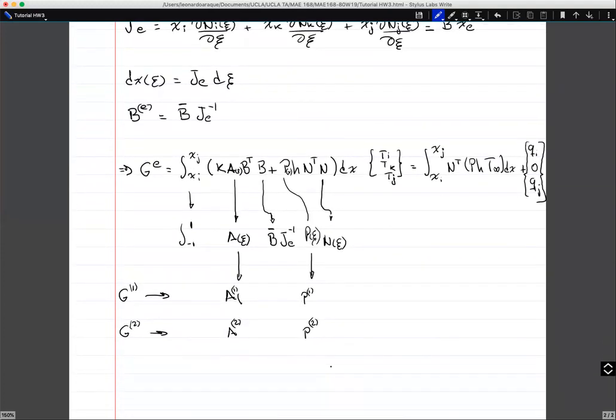Okay, so I think with this, I sketched what you need to do with the homework. And hopefully it will help you to finish and come up with your results.